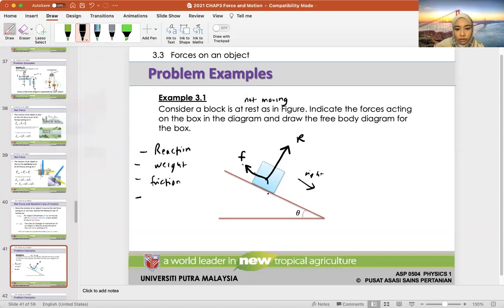So our mg always goes downwards, right? But in this case, how do we know there is a component to the right? Kita resolve lah macam biasa. So mg, kalau kita ada angle theta kat sini, then our mg would have a theta over here. And this would become mg cosine theta, and this would become mg sine theta. Again, if your theta is here, the theta is over here.